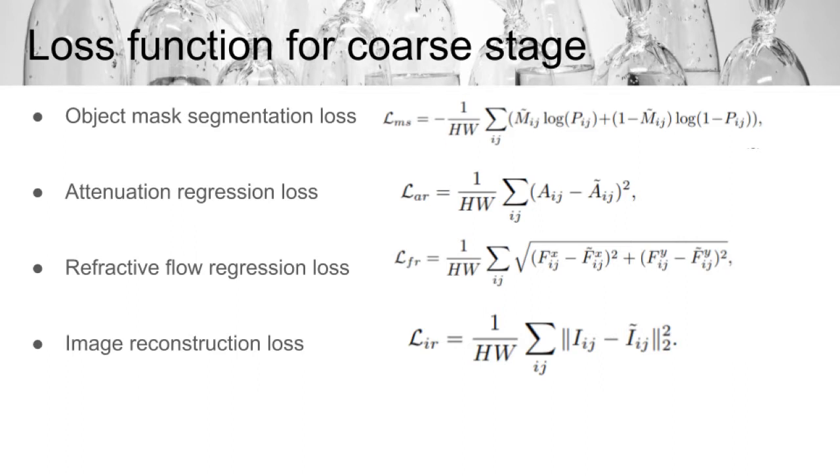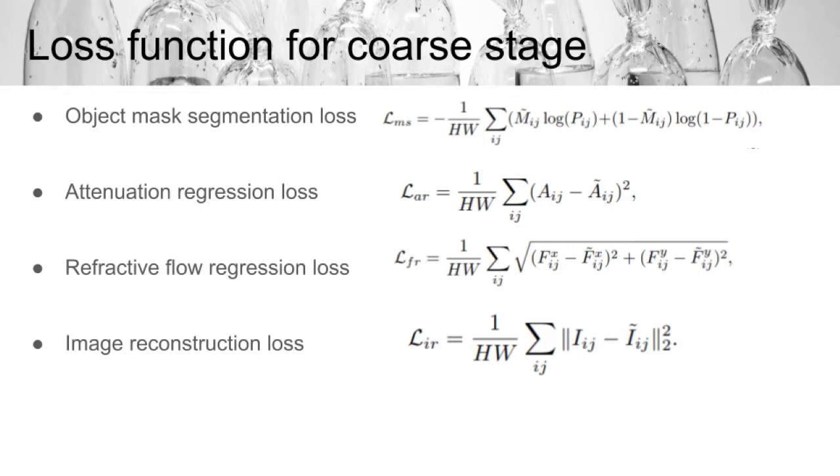So now let's look at the loss function for the core stage. There are four losses defined in the core stage: object mask segmentation loss, attenuation regression loss, refractive flow regression loss, and image reconstruction loss. Object mask segmentation loss is a binary classification problem, so we use binary cross entropy to define the loss function. Attenuation regression loss is a mean square loss.